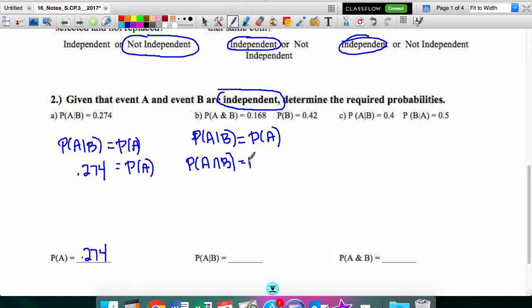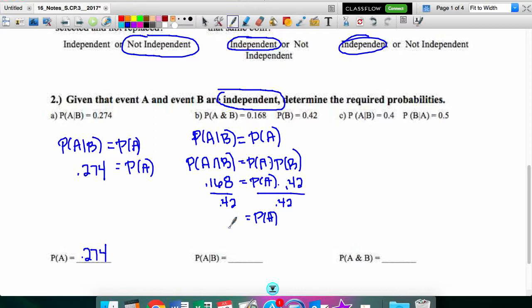Probability of A and B is equal to the probability of A times the probability of B. Let's fill in what we know. A and B is 0.168, and probability of A is still unknown. Probability of B is 0.42, so we can find the probability of A. We'll find the probability of A by dividing by the 0.42, which is multiplied by it. Taking 0.168 divided by 0.42 will allow us to find the probability of A. In this case, it's going to be 0.4.